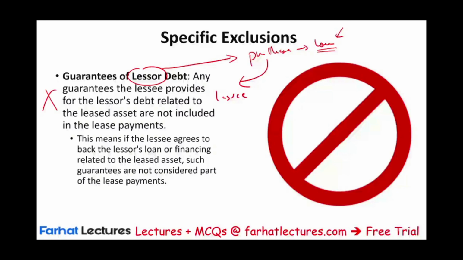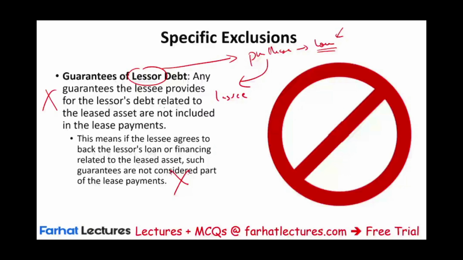Sometimes they'll try to kind of tell you the guarantee of the lessor's debt. It's not included. Now be careful, a residual guarantee, that's totally different. So any guarantee the lessee provides for the lessor's debt related to the leased asset is not included in the lease payment. This means if the lessee agrees to back the lessor's loan or financing related to the leased asset, such guarantee is not considered part of the lease payment. So those are kind of what we did. We went over the various lease payments.